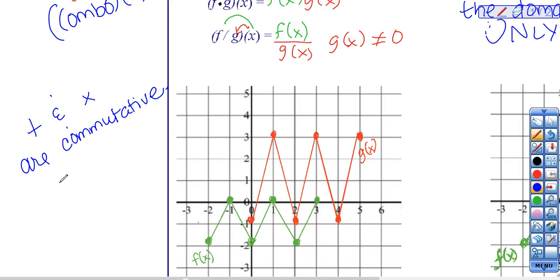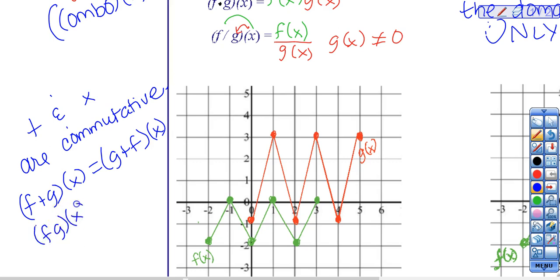Isn't a commute like traveling back and forth? Well, here's what this means. The f plus g of x is exactly the same as the g plus f of x. The two functions can commute, switch places with each other, basically, but it won't affect the result. And multiplication is that way too, right? The f times g of x is the same as the g times f of x.